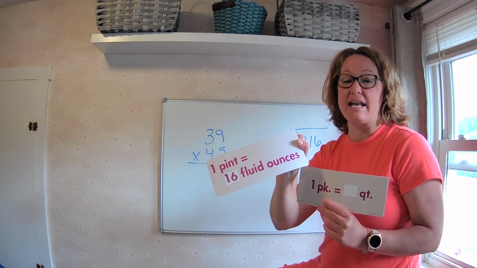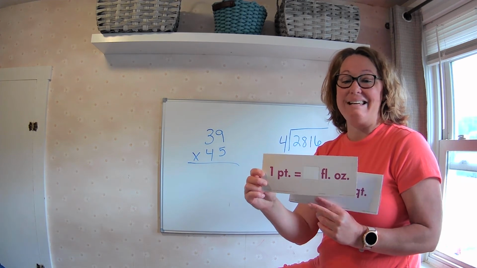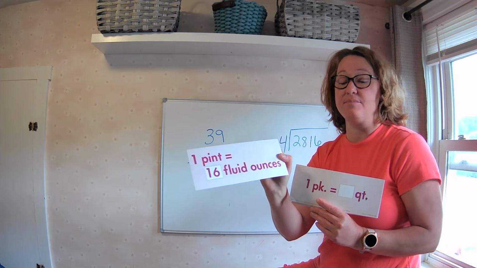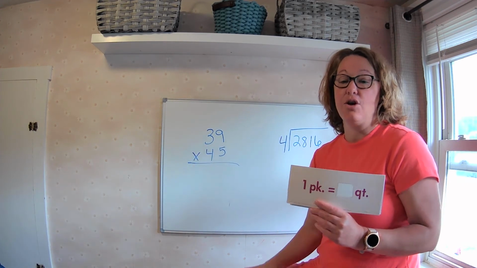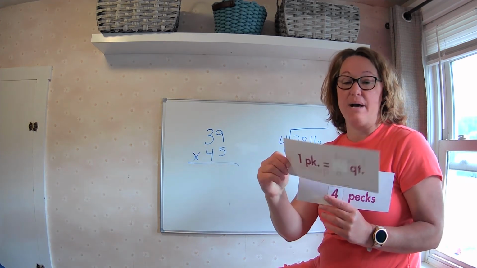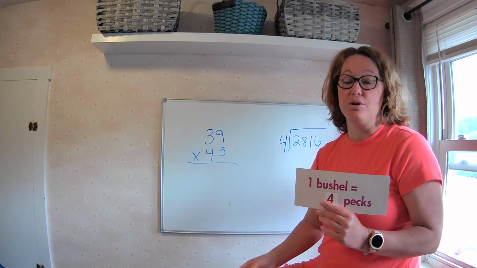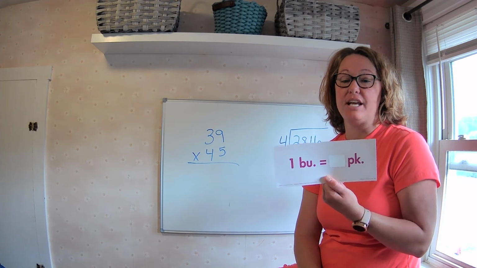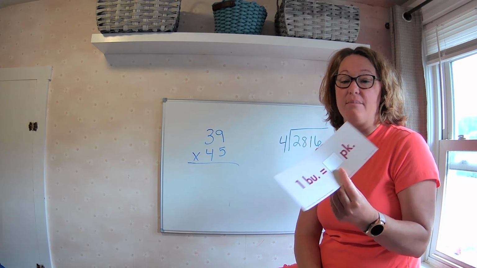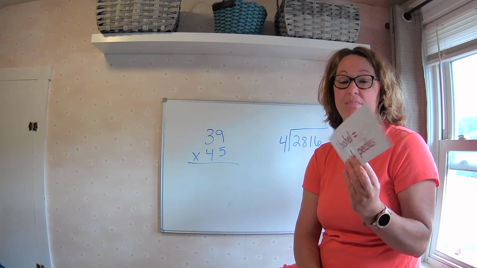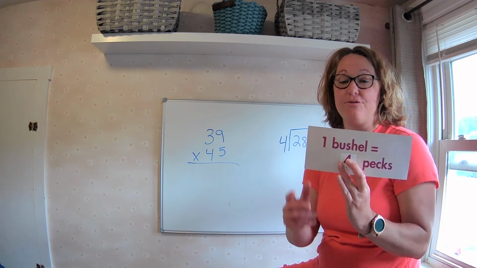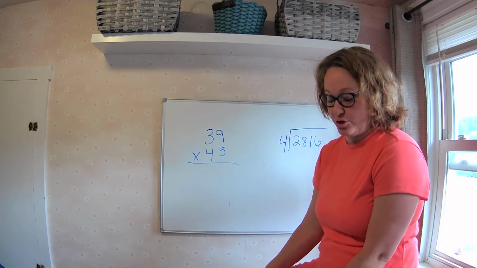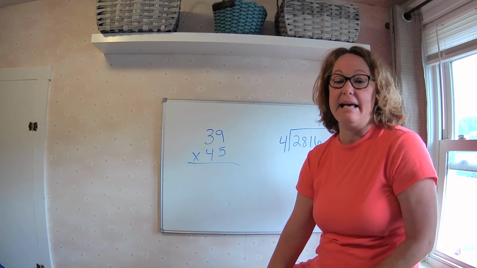A way to remember that is 1 cup has 8 fluid ounces, and a pint is equal to 2 cups, so that's 2 times 8. That gives me 16. We have 1 peck. 1 peck equals 8 quarts. And when you're in your garden and you're getting your potatoes up this summer, 1 bushel is 4 pecks. Oops, I have that opposite, don't I? 1 bushel is 4 pecks.